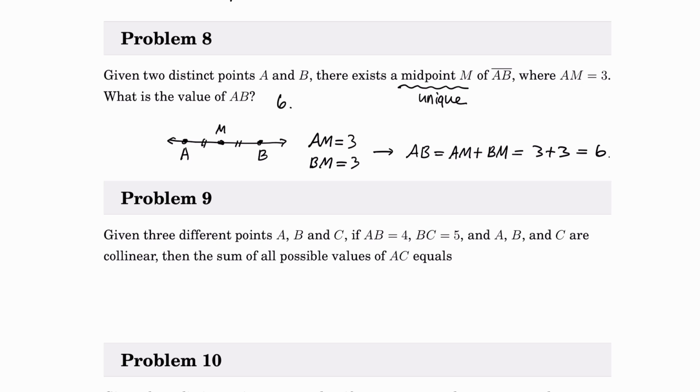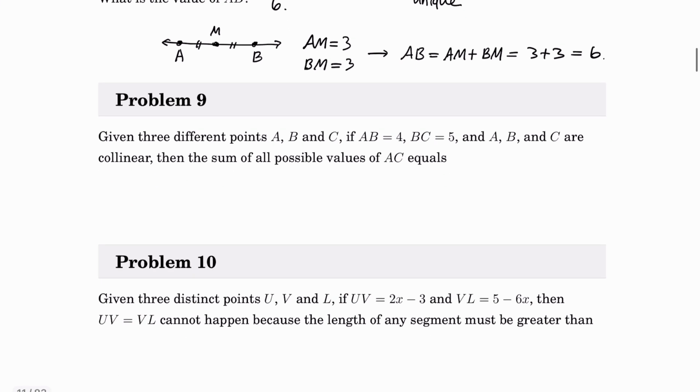Now, problem number 9. Given 3 different points, A, B, and C, where AB and BC are 4 and 5 respectively, and A, B, and C are collinear, then the sum of all possible values of AC equals. Okay, so we can actually get 2 pictures, A, B, and C out there, which is going to be 4 and 5. This particular diagram shows that AC would be 9.